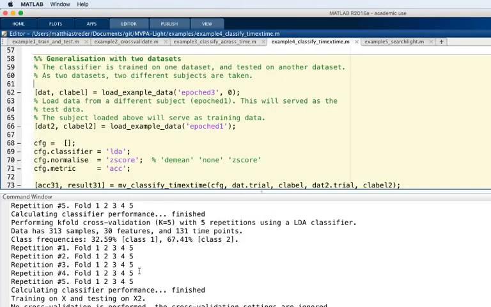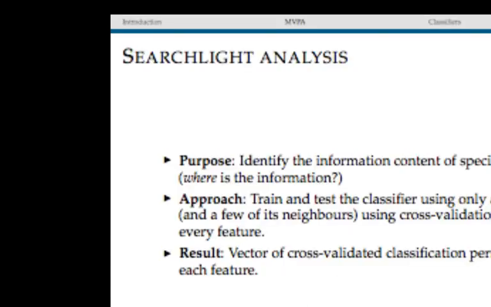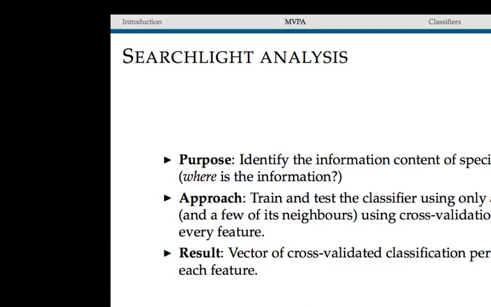Okay, so we have 3 functions covered. There's one more to go. And this is the searchlight analysis that Shajang mentioned before. So basically here the idea is we want to identify how specific features or sets of features contribute to the performance. So this is about the where is the information.